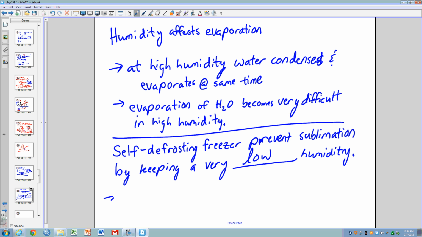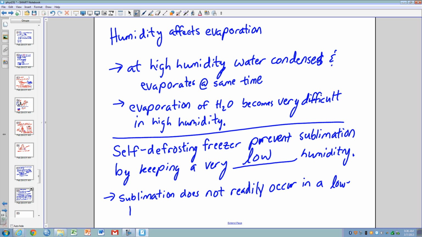So let me write that in words. Sublimation does not readily occur in a low humidity environment.